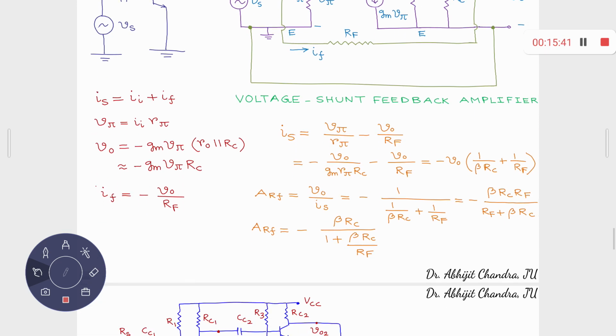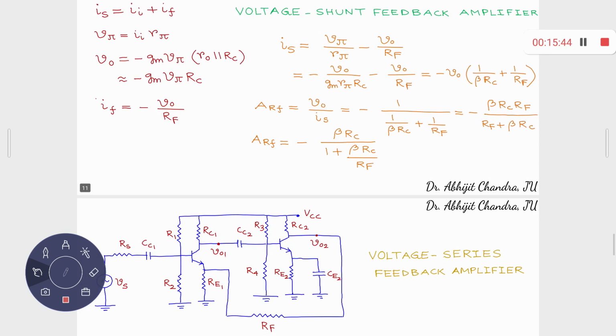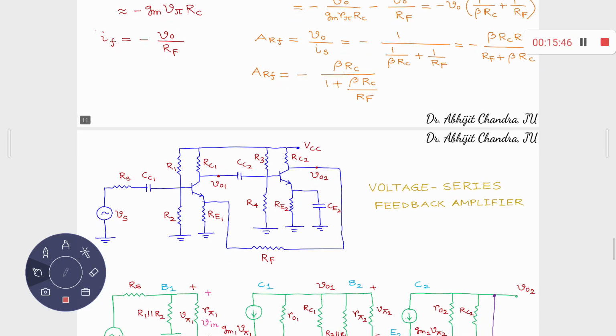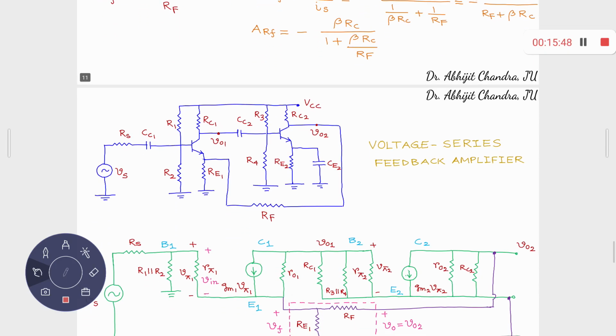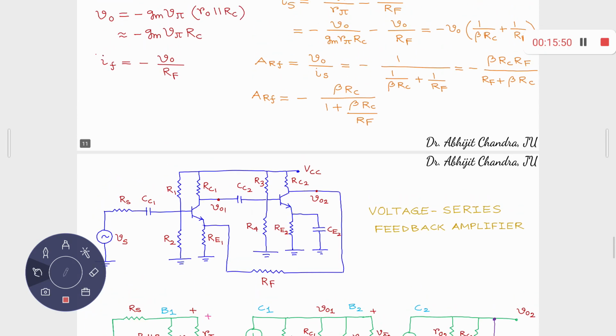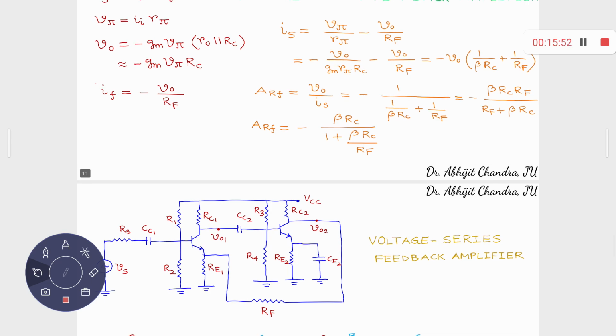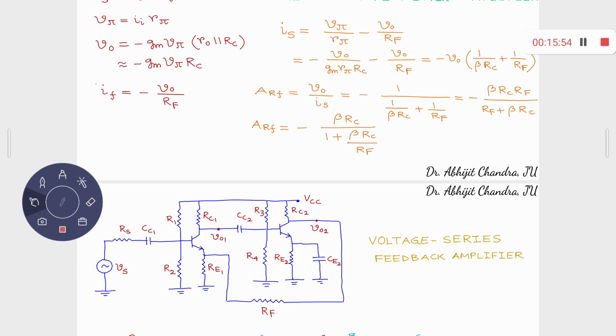Now with this basic understanding, let's move to the voltage series feedback amplifier. The voltage shunt we have discussed already in the last class. Let me just show you the amplifier circuit first, and then we will move into the small signal model.